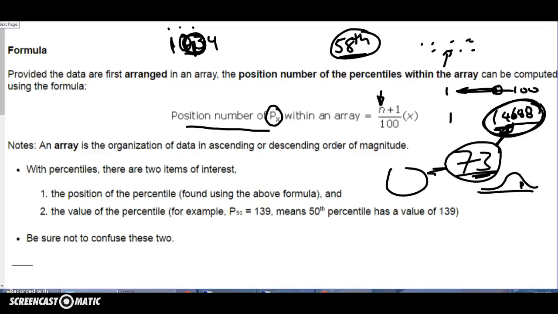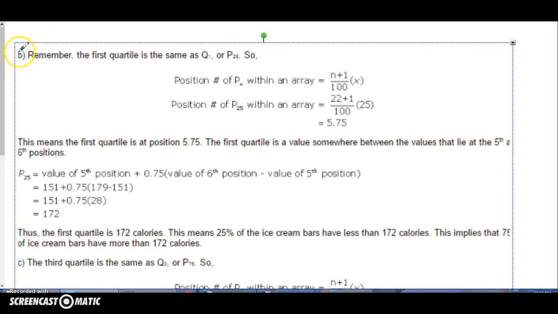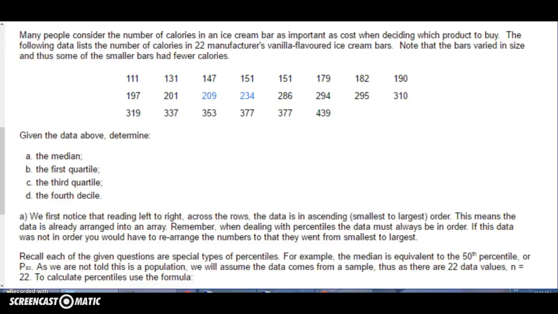So let's stick with the example that they use here. I have this example here, not this example. Where's my example? Give me a second. I'm going to pause this for 1 second. Okay, so I found this here. So let's look at this.